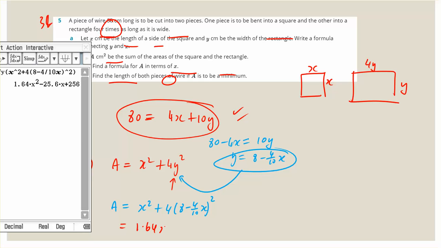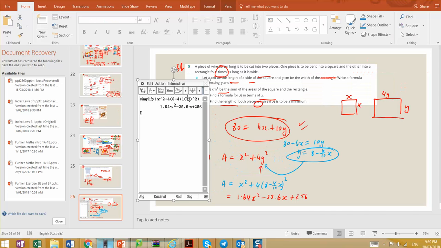Okay, so all I need to do is go analysis, gsolve, minimum, and I get a minimum of 7.805. Okay. So the minimum occurs when x equals 7.805 centimeters. Now I want the length of both pieces of wire.